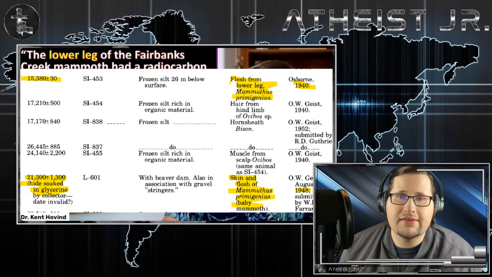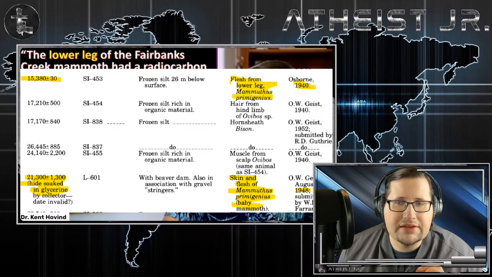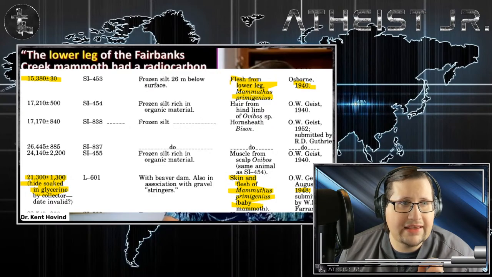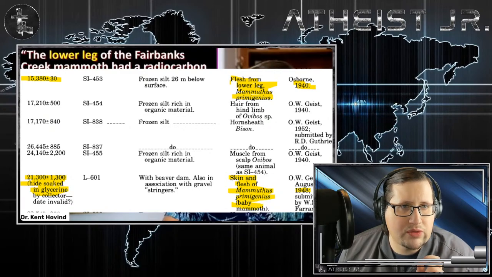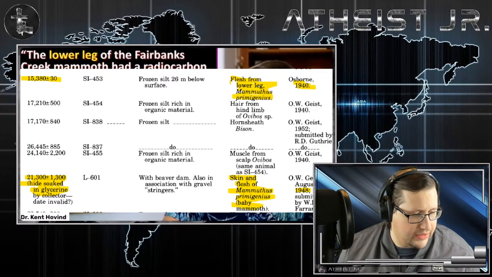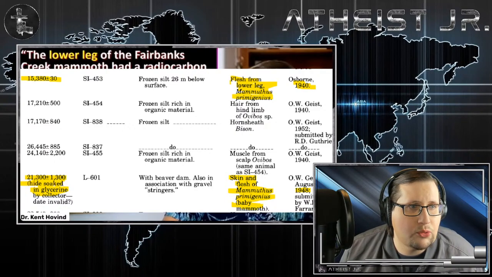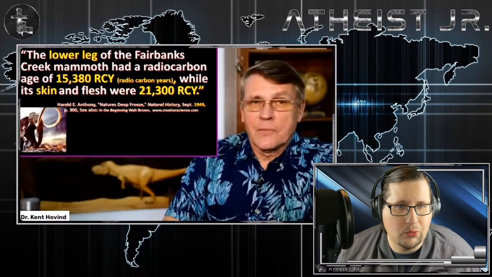It's been explained to him directly by Bill Ludlow in their debate, but if we look at the actual paper this came from, called Quaternary Stratigraphic Nomenclature in Unglaciated Central Alaska, we can see that although Hovind is presenting this as though one mammoth gave two dates for its leg and skin, you see the lower leg here and the skin and flesh, it's actually two different mammoths, because this mammoth was dated in 1940 and this one in 1948. So check the dates, 15,380 and 21,300, okay? The lower leg of the Fairbanks Creek mammoth, as in one mammoth.